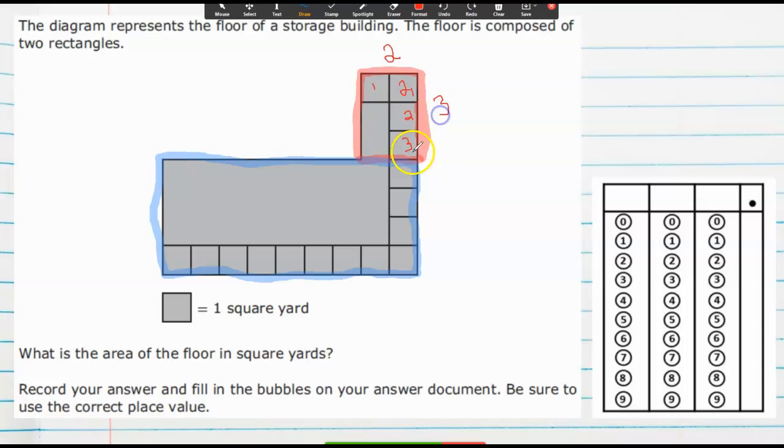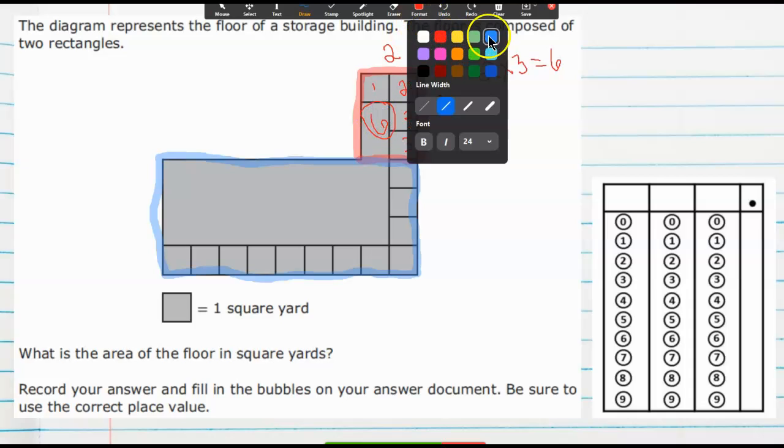Now, make sure, notice I stopped when I got to that red line. I'm only talking about this red section right here. Okay? So now I know I'm multiplying 2 times 3, which is 6. So my area for this red shape right here is 6. Now I'm not done. This is a multi-step problem.